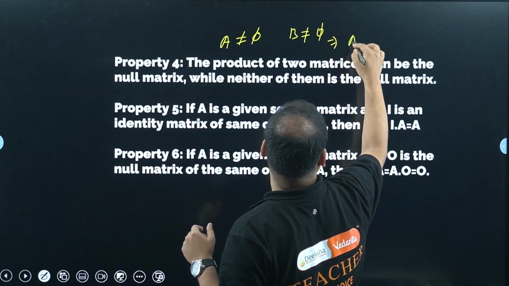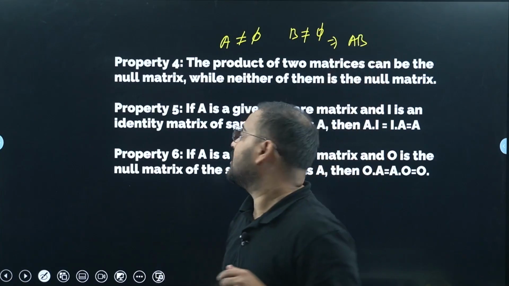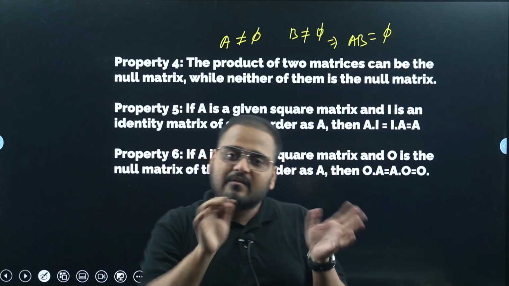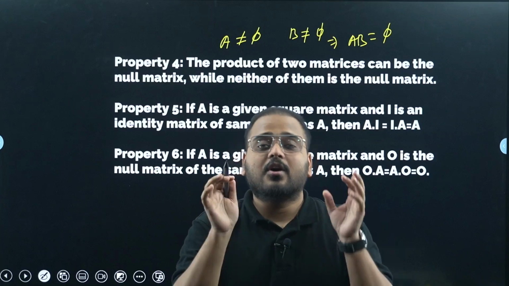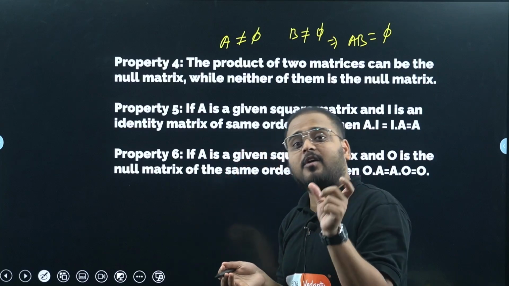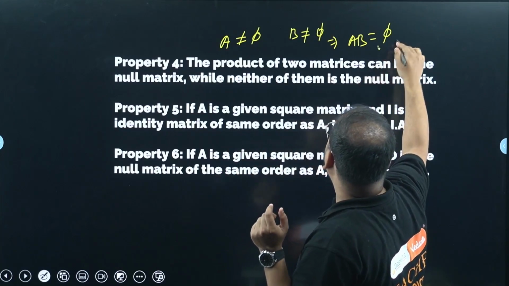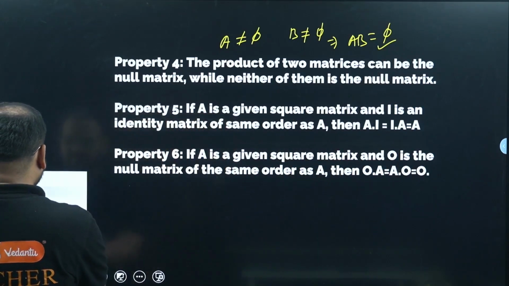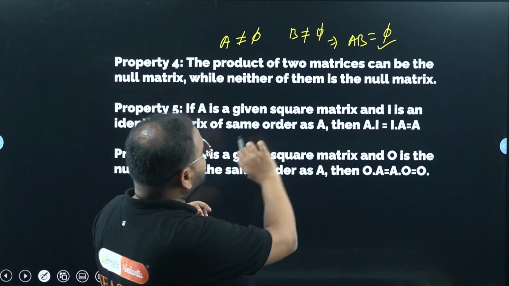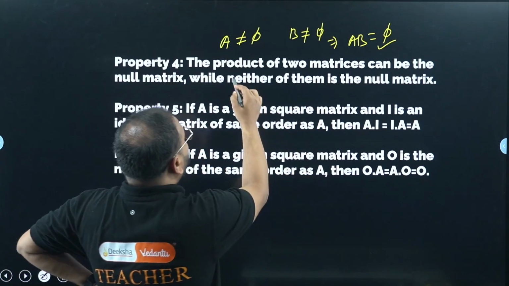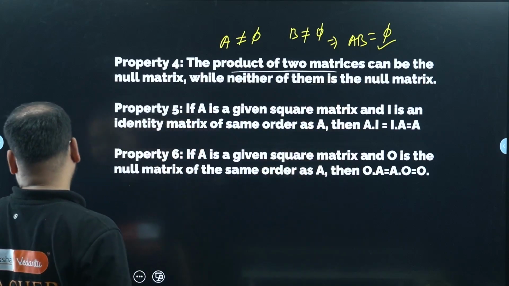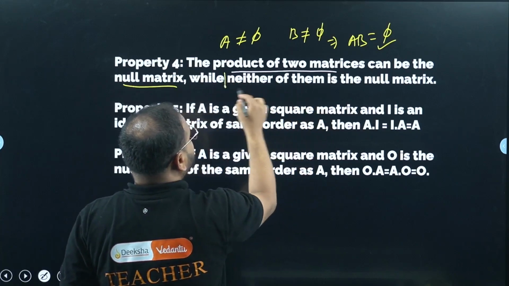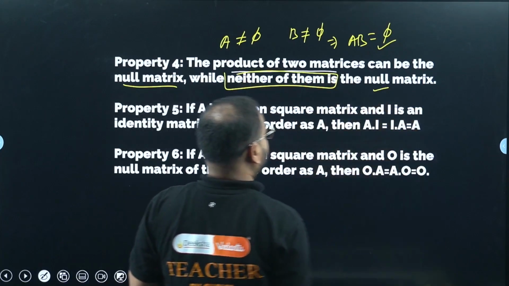So if I write AB, it may be equal to a null matrix. Even though A and B individually, none of these two matrices, is a null matrix, the product of the matrices might be a null matrix. We'll see examples on this, not a problem. I've taken questions on this where we will be understanding and using this property. So the product of two matrices can be a null matrix even though neither of them is a null matrix. I hope this is clear.